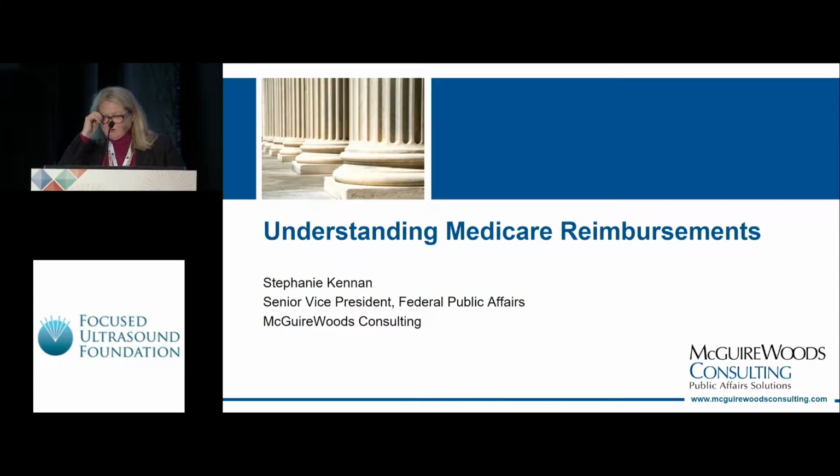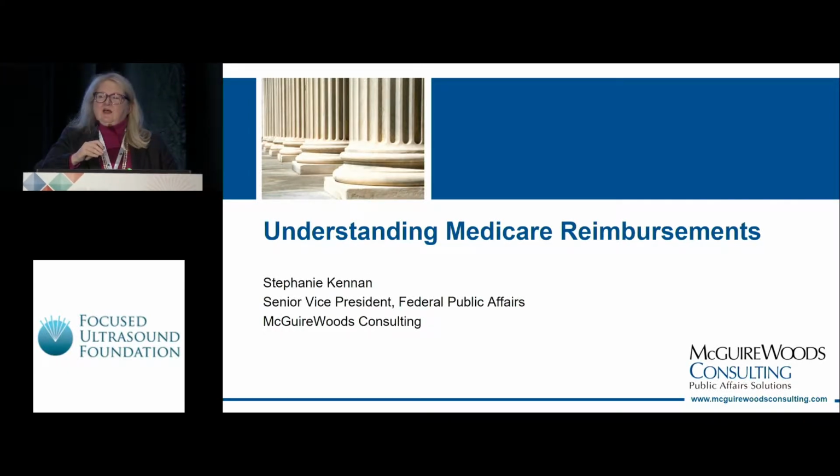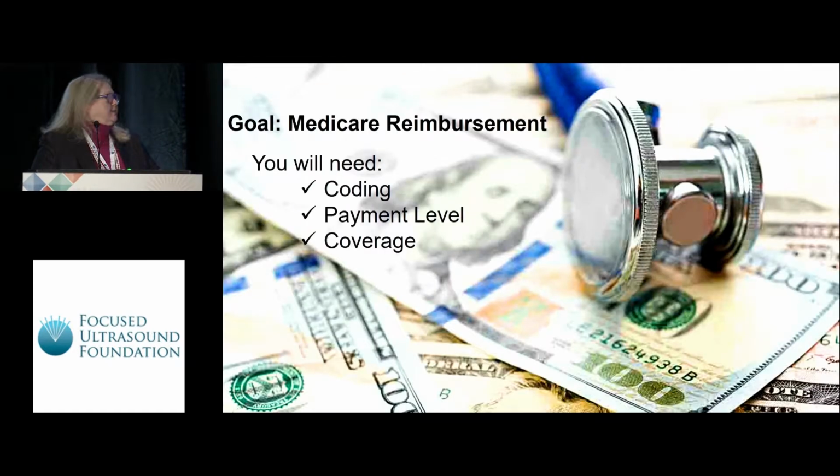I am going to cover 3 separate processes that you need in order to get Medicare to pay for services, and I'm going to do it really fast, so you may have some questions. In order to get Medicare to pay you, you need 3 things. You need a code, you need a payment level, and you need coverage. If you have only 2 of these, you do not pass go, you will not get any money from Medicare. You need all 3, and they are 3 separate processes.